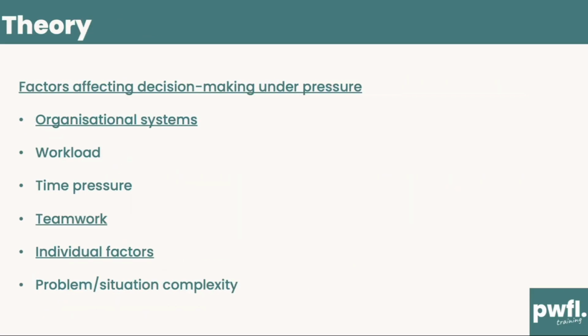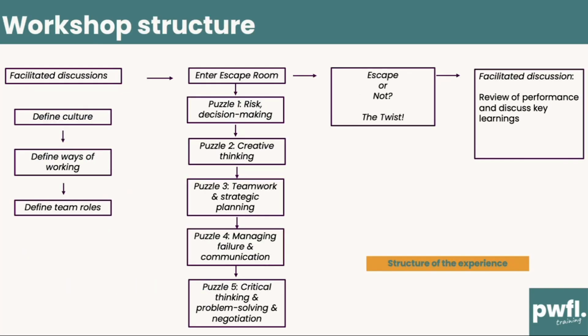So to design the escape room, we looked at the theory around factors affecting decision making under pressure, and there are these 6 factors. And so what we've done is, in the workshop experience, the students define their organizational system, their teamwork, and their individual factors. So that's where they've got agency. And then the escape room was designed to manipulate in each puzzle the workload, the time pressure, and the problem situation complexity. So what it looks like is you have these facilitated discussions, they get split into groups, they define the culture, their ways of working, and then their team roles.